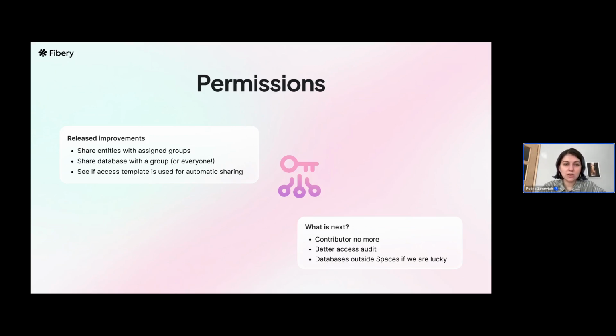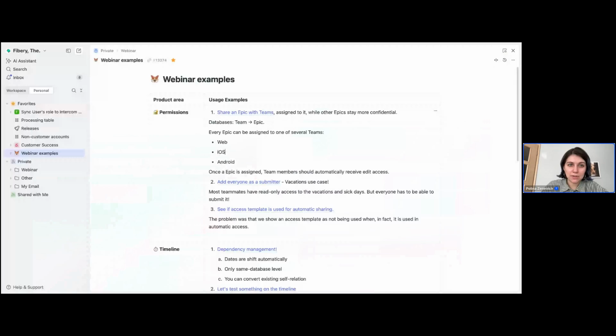So what have we done? Now it's possible to share entities with assigned groups. It's possible to share a database with a group or everyone, because everyone is a group, and see if an access template is used for automatic sharing. Let's dive deeper into every one of those examples. And there we are.